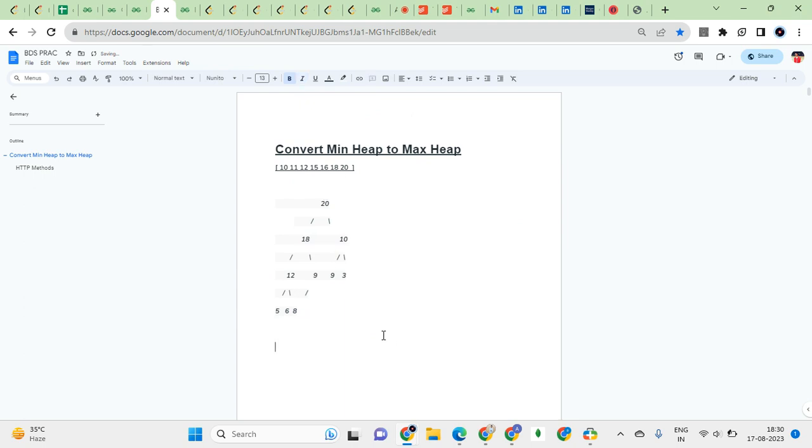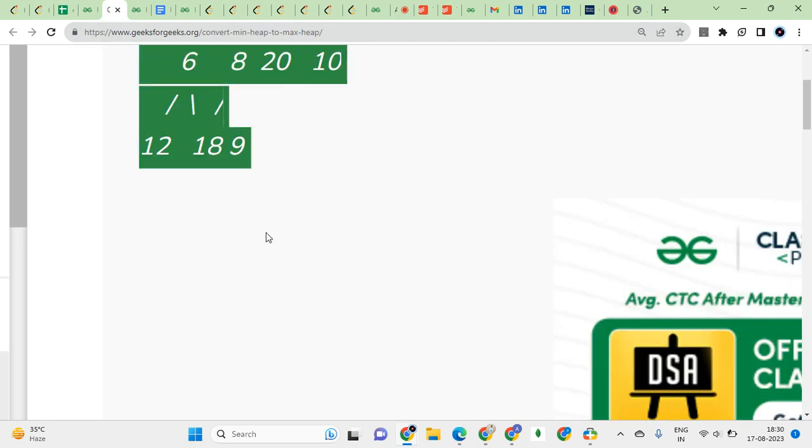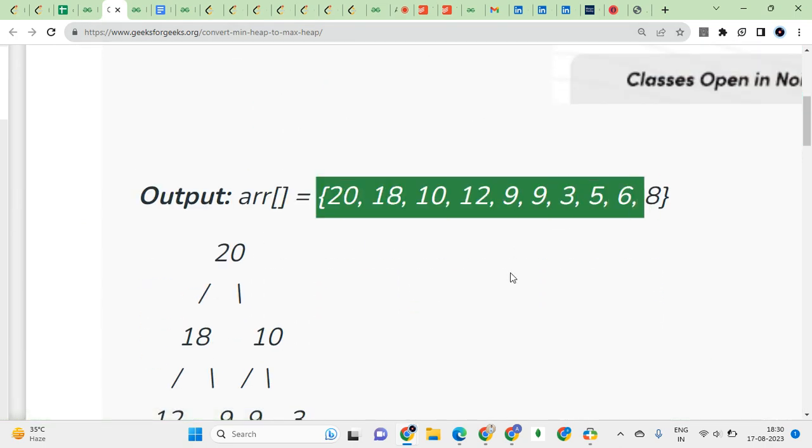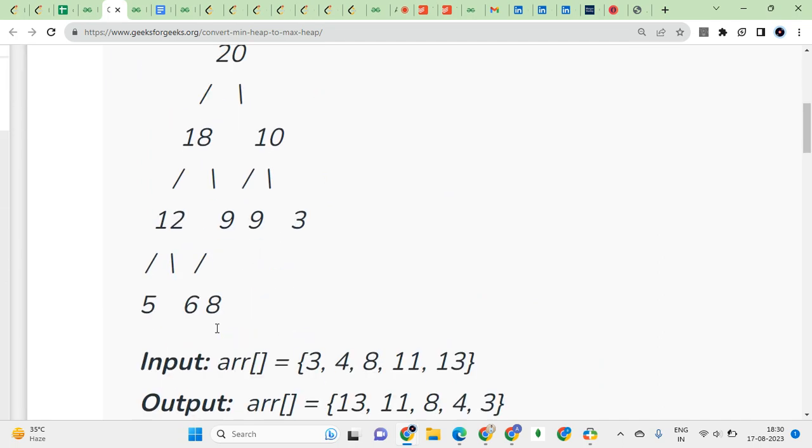If I say what the max heap will look like: 20, 18, then 10, then 18 has children 12 and 9, and 10 has children 9 and 3, and 12 has children 5 and 6, 9 has child 8. That's all. So everyone is fine with respect to their children, so the heap is fine. The answer would match, it looks like that only.